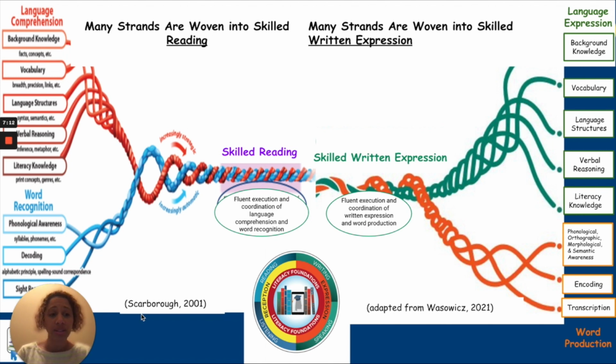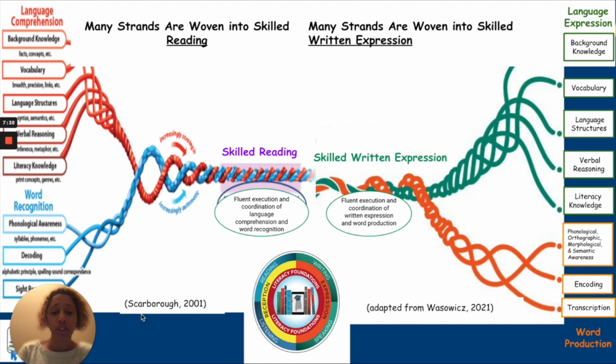If you notice, the categories are the same. The background knowledge, vocabulary, language structures, verbal reasoning, and literacy knowledge for the language expression. And then for the word production section, we have the phonological, orthographic, morphological, and semantic awareness, encoding, and transcription.